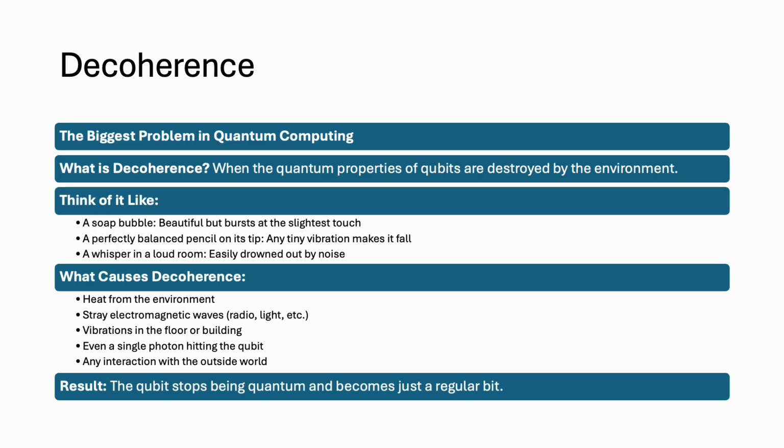What causes decoherence? Many things. Thermal energy from heat makes atoms jiggle around, disrupting quantum states.